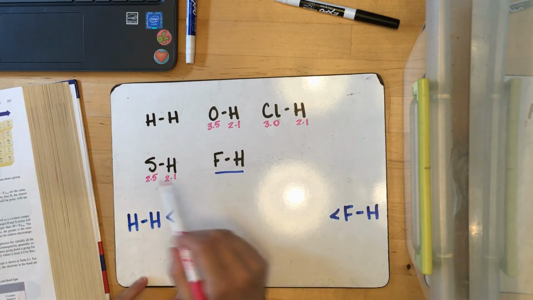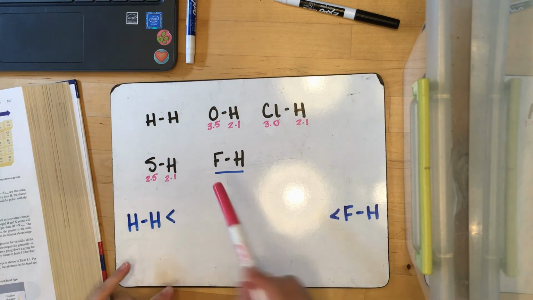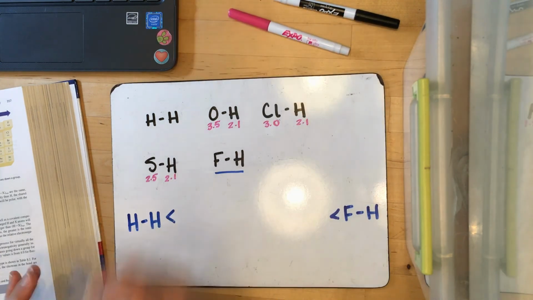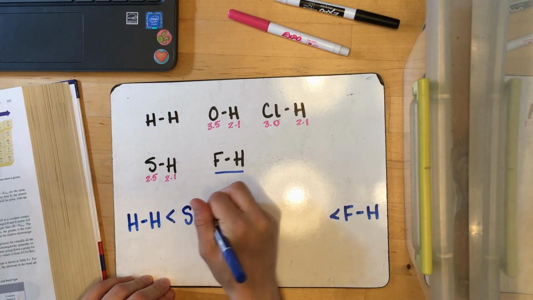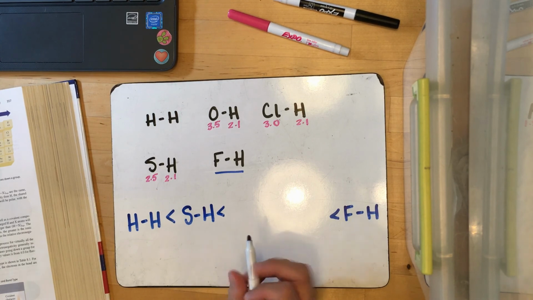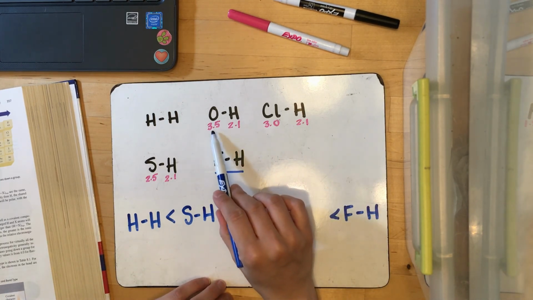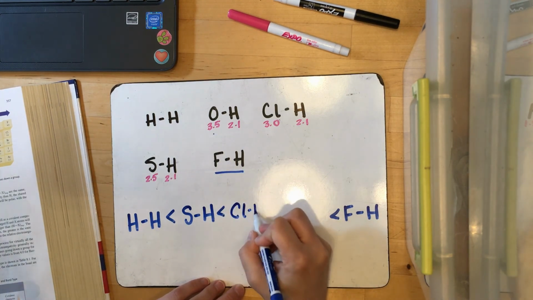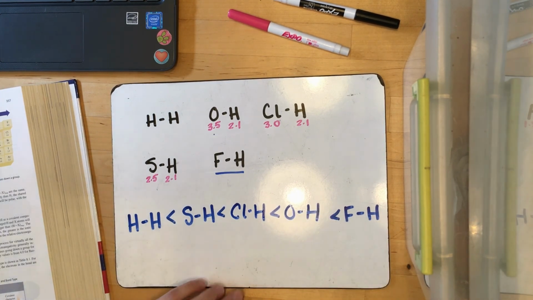So just by looking at these, we can see that the next smallest difference is going to be between 2.5 and 2.1, because that will only give us a difference of 0.4. And then we can see that the difference between 3.0 and 2.1 is going to be less than 3.5 and 2.1. So our chlorine bond will be next, and then we can fill in this one.